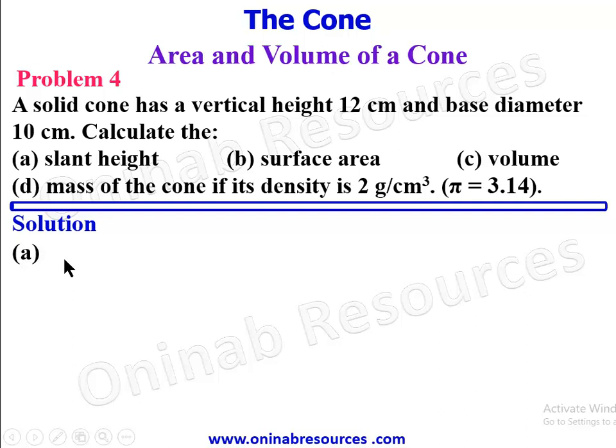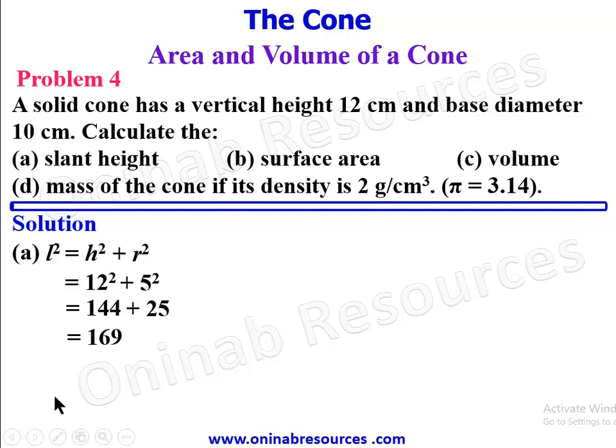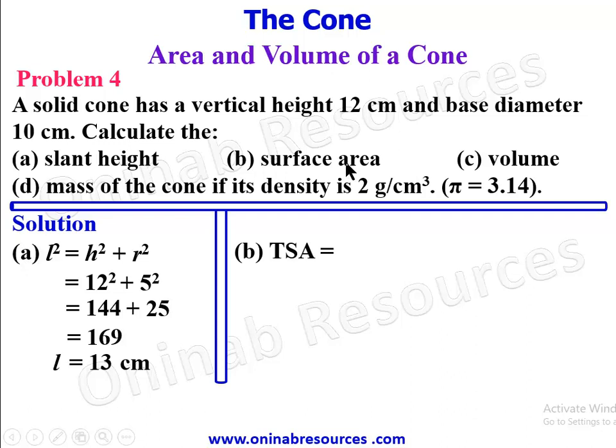We are given a relation connecting the slant height, the vertical height, and the radius. So that's going to give us l equal to the square root of h squared plus r squared. This gives us 12 squared, that is the vertical height, and the diameter is 10 centimeters, so the radius will be 5 squared. This is 144 plus 25, which gives 169. So l is going to be the square root of 169, which gives 13 centimeters.